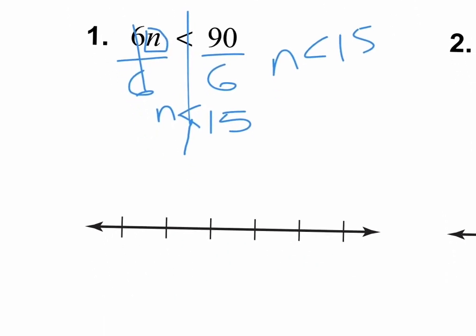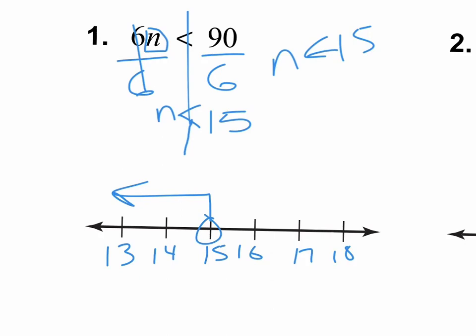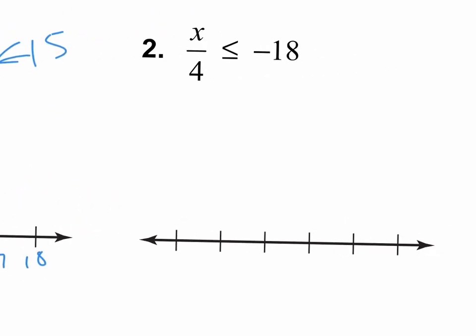So then we go ahead and we do this. It's 15, 16, 17, 18, 14, 13, okay? And it is open circled because it does not have that line underneath. And then we can use our arrow rule, right? Because the n is on the left, so my arrow goes that way. Okay, moving on, number 2.